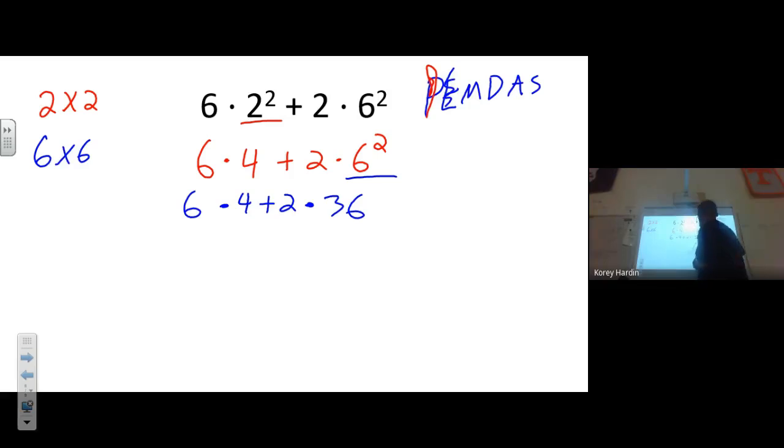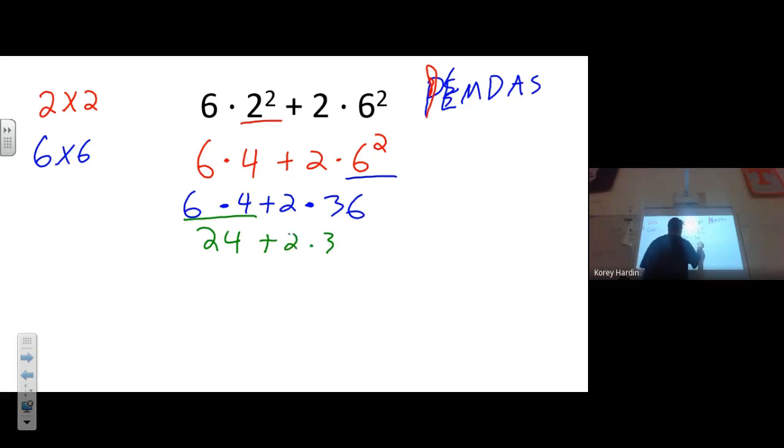Now, multiply and divide. Okay. So I just go from left to right. So the first multiplication problem I have is 6 times 4. 6 times 4 is going to be 24. So 24 plus 2 times 36.